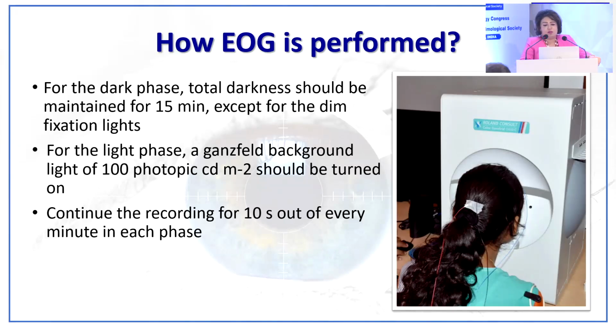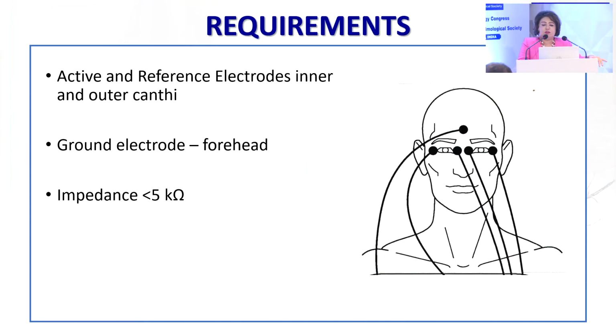For the dark phase, total darkness should be maintained for 15 minutes except for the dim fixation light. For the light phase, a Ganzfeld background light of 100 photopic candela per square meter should be turned on. Continue the recording for 10 seconds out of every minute in each phase. Active and reference electrodes are at the inner and outer canthi, the ground electrode on the forehead, and impedance should be less than 5 kilo ohm.